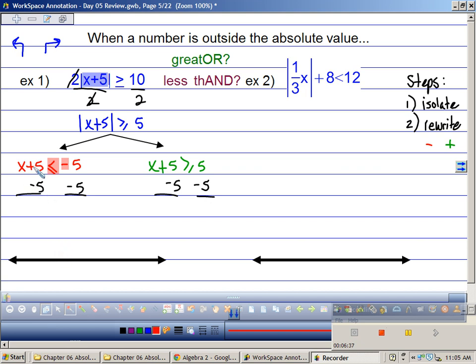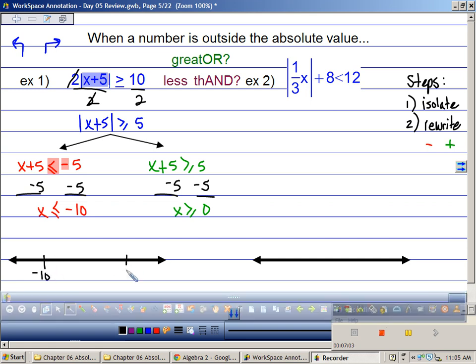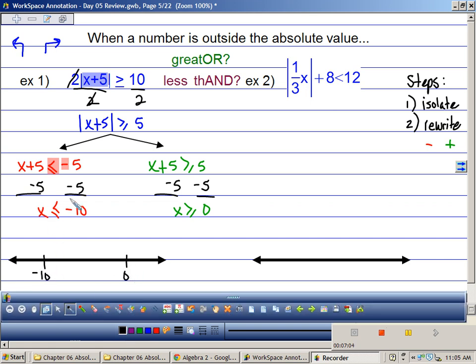Okay, so x is less than or equal to negative 10, and x is greater than or equal to 0. So I have two values here that I'm going to put on my number line, negative 10 and 0. So x is less than or equal to negative 10. We already know which direction we're going, right?